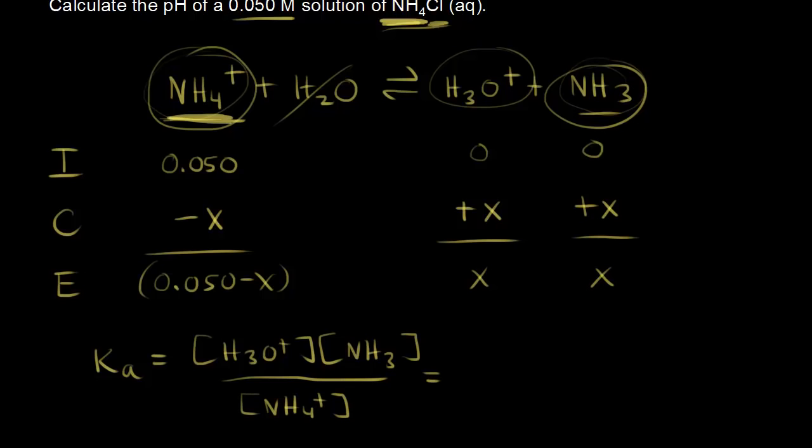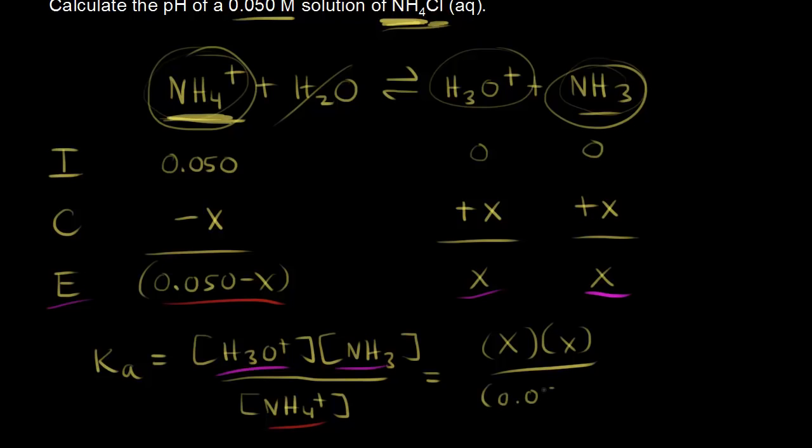All right, the concentration of hydronium ions at equilibrium is X, so we put an X in here. Same thing for the concentration of NH3. That would be X, so we put an X into here. This is all over the concentration of ammonium, which is 0.050 minus X. So over here we put 0.050 minus X.